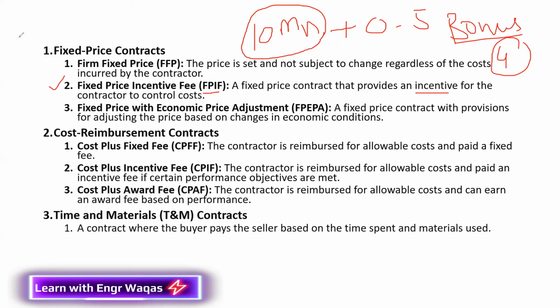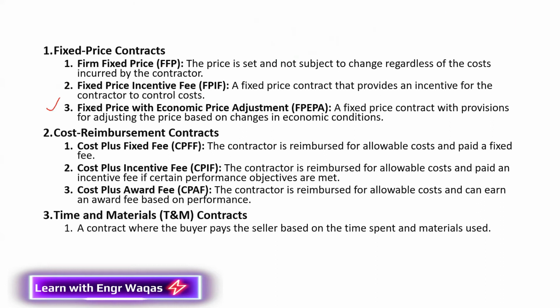And the third most important thing, fixed price with economic price adjustment. Sometimes what happens, inflation is the bigger player. It is going to ruin our project cash flow. Petrol prices are fluctuating, the dollar price is fluctuating. So we will be given that fixed price, but later on we are going to be compensated with economic price adjustment according to that inflation rate. So that contract type is going to deal with that.